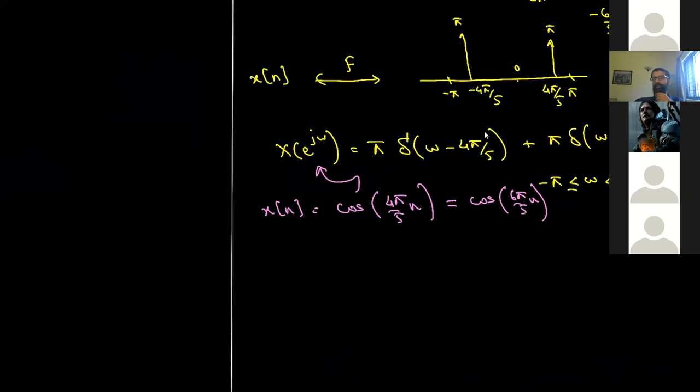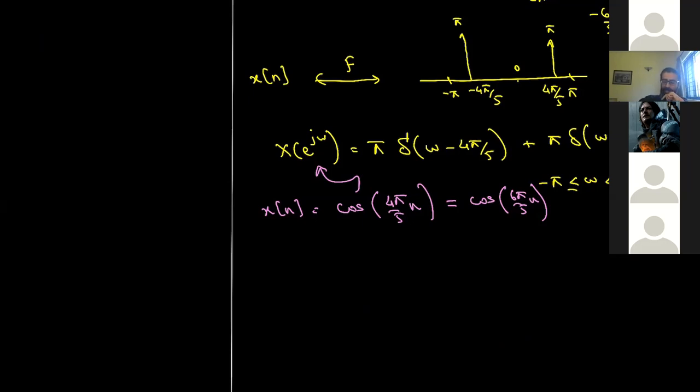Because if it's not true, then what we've done above, there's something wrong with that. So is cosine 4 pi by 5n equal to cosine 6 pi by 5n? Okay, yes. Sir, they will be equal because if we subtract 2 pi from it, we get minus 4 pi by 5, and cosine is an even function. Excellent.